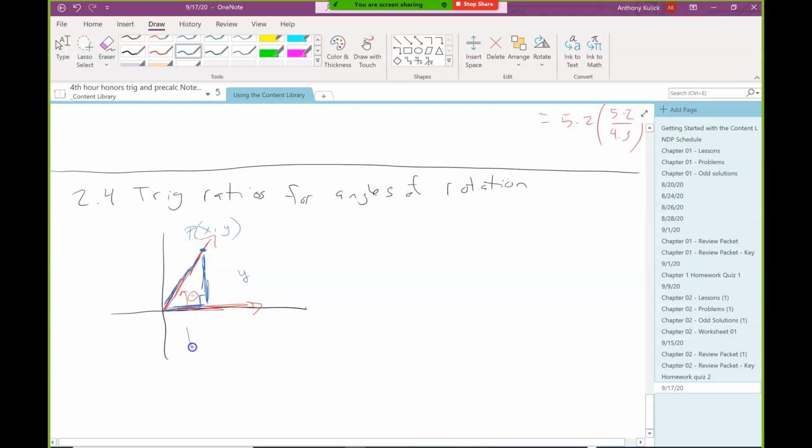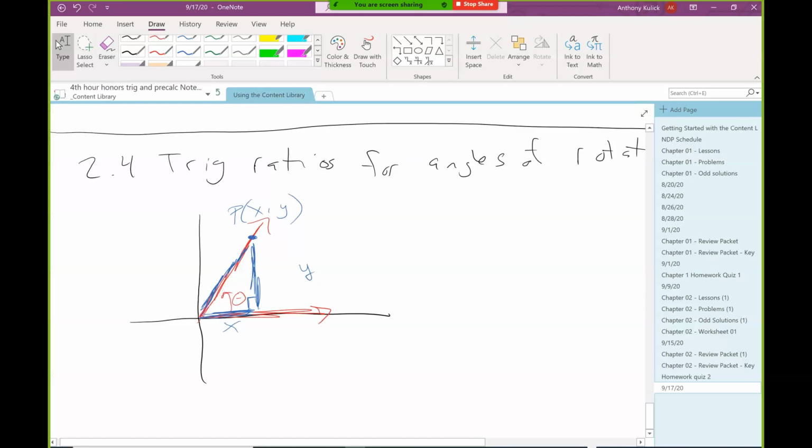Okay. What is this side length got to be then? X, right? By the same token. Is everybody okay there? Okay. And now what's the hypotenuse got to be then? The square root of x squared plus y squared. So we're going to call it r, because that's a lot of symbols going on there. Is everybody okay with that?